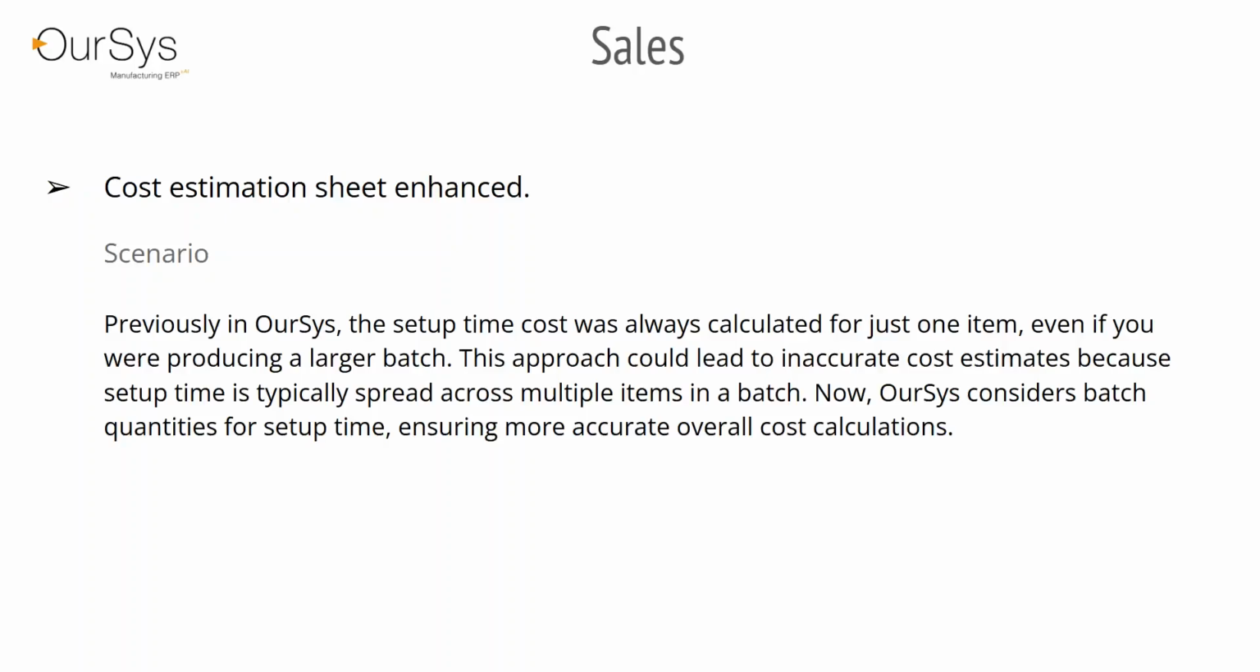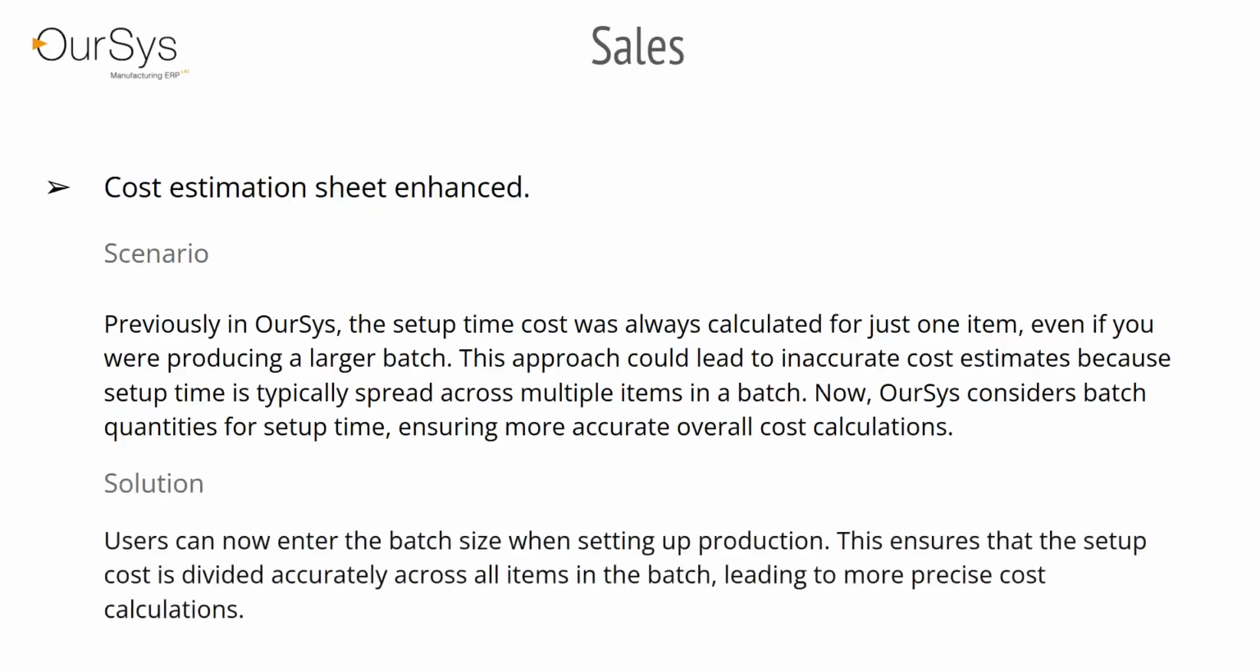So to tackle this, we have now given a provision to specify the batch size while making the production. This means the setup cost will be evenly distributed across all the items in the batch, making the cost of the item more accurate and helping the management in calculating the cost.